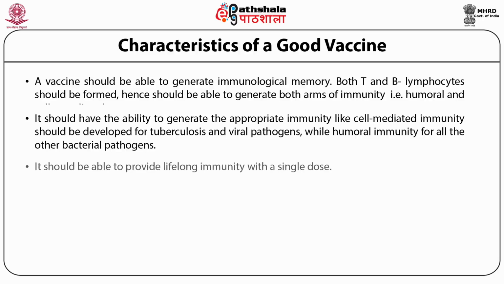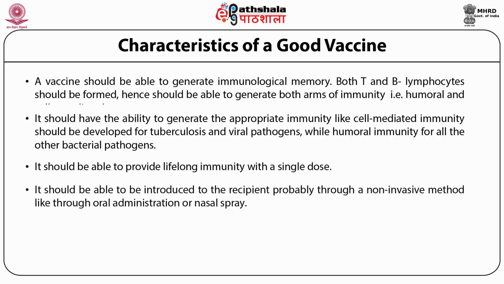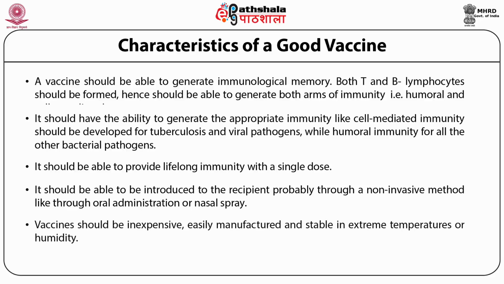Third, it should be able to provide lifelong immunity with a single dose. Fourth, it should be able to be introduced to the recipient, probably through a non-invasive method like oral administration or nasal spray. Fifth, vaccines should be inexpensive, easily manufactured and stable in extreme temperature or humidity. Sixth, it should be easy to store and transport.